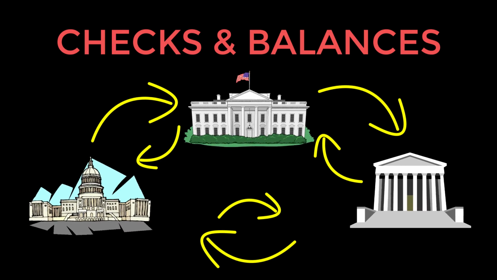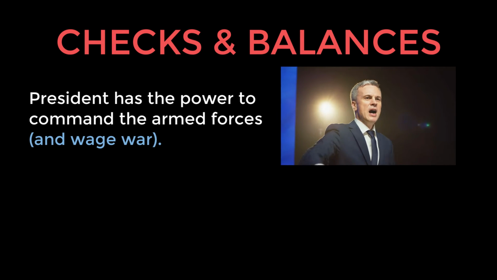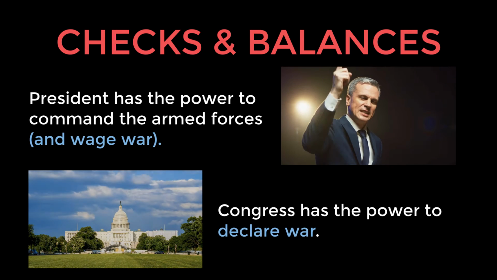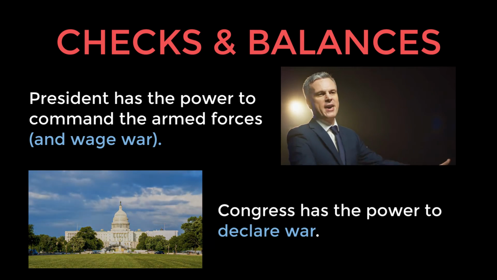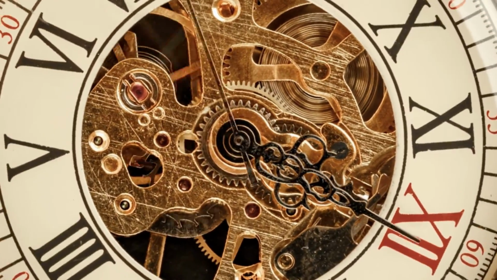Therefore, the branches of government are constantly checked and balanced by the others. This was created to prevent one of the three branches from becoming more powerful than the others. For example, although the president, the executive branch, has the power to command the armed forces, only Congress, the legislative branch, has the power to declare war. Checks and balances.